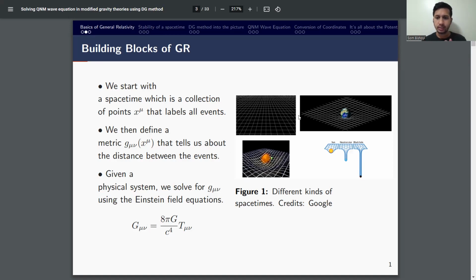So in the image here, we can actually see examples of different kinds of space-times, where the first image here, if you can see my cursor, is the flat space-time. And this is how masses, for example, the Earth or the Sun, actually curve the space-times. Similarly, in the last figure, you can see how different objects like the Sun, the neutron star, and the black hole are actually curving the space-time in a different manner.